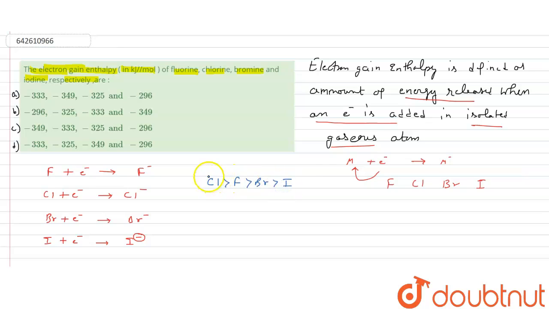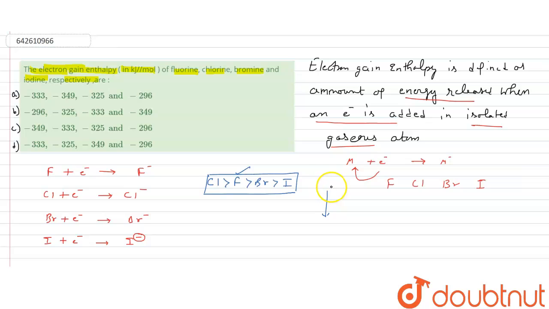Now the question arises, why does chlorine have a higher electron gain enthalpy than fluorine? Because the general trend is like this: if we go from top to bottom, electron gain enthalpy decreases, because as we go from top to bottom in the p block, the metallic character increases, and we know that metals have a low electron gain enthalpy, because they don't want to accept the electron. They have a tendency to lose the electron.